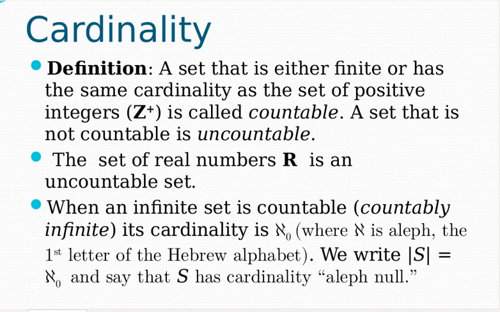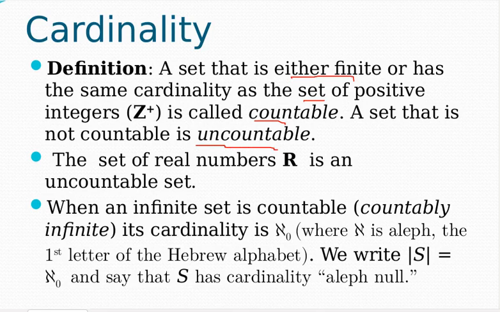Now, a set that is either finite or has the same cardinality as the set of positive integers is called a countable set. In the case of countable sets, the set A should either be finite, which means there is a limit to the elements, or have the same cardinality as the set of integers. We say that we are able to count them. And if that is not true, then we say that the set is uncountable. So for example, the set of real numbers is uncountable.